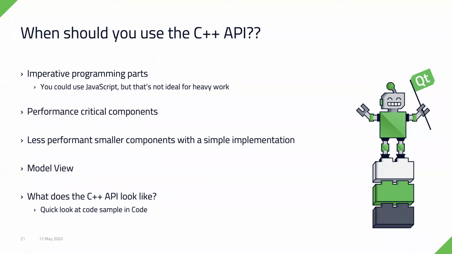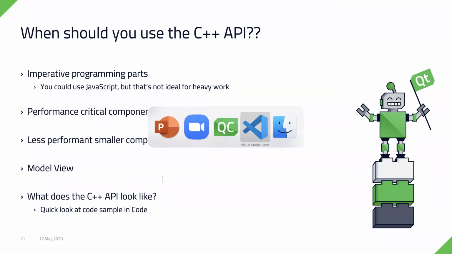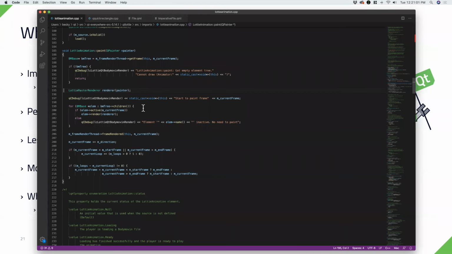So let's take a quick look at some code. Let's have a look at some of the C++ API in Qt. I'm going to start off with the Lottie animation. I don't know if any of you are familiar with QtLottie. It's a micro animation framework. It's really designed for icons and animated icons, and as such, it only uses a tiny piece of screen area. We're talking 20 by 20 pixels in most cases.